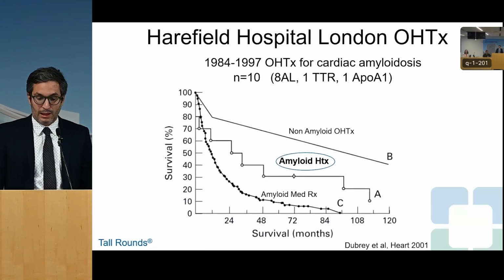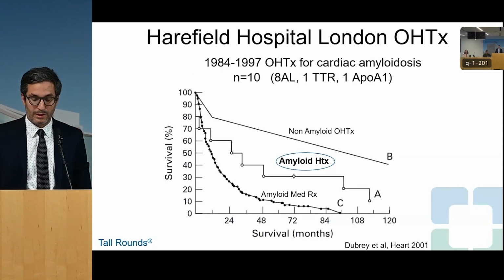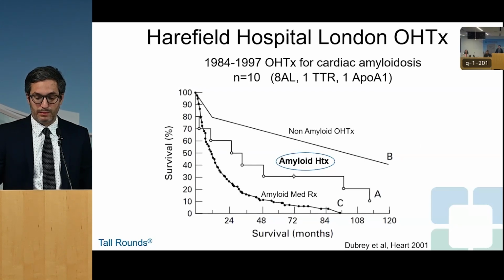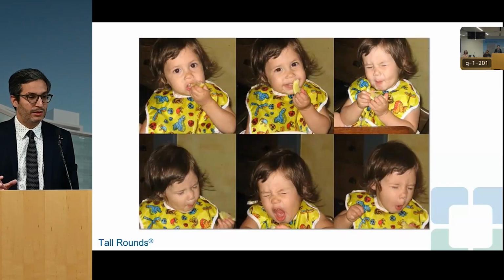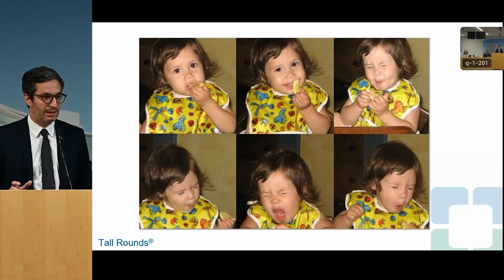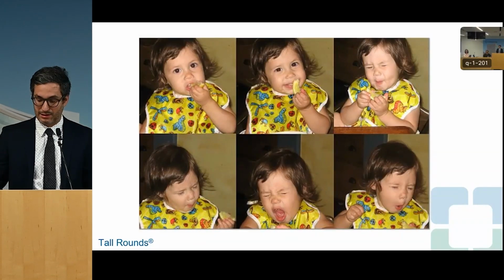Another study in London, done a decade after, confirmed that patients with amyloidosis who undergo transplant have a worse prognosis than those without amyloidosis. And when you compare with medical therapy, the patients that underwent transplant did even worse. So it leaves you with a bitter taste when you see this data. Is it something that benefits the patients who would be doing it?